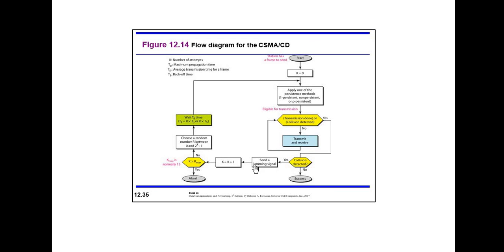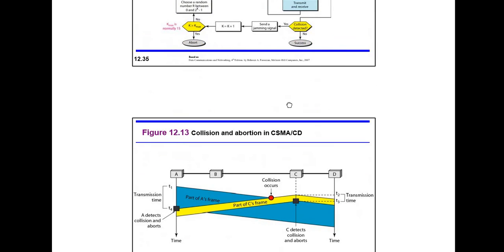So if collision is there, a jamming signal is sent, the attempt count is incremented. If the attempt count is more than the maximum attempt count allowed, abort the process. If not, choose a random number and wait for the back-off period and repeat the process.